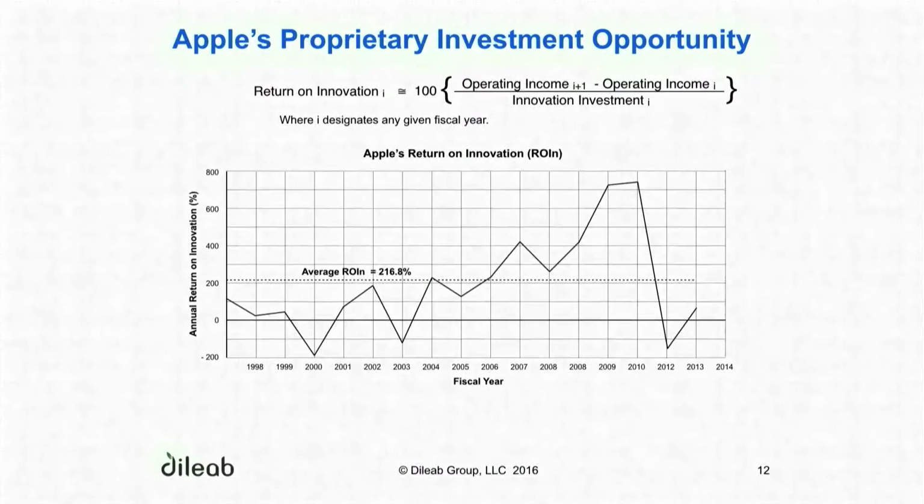The average return rate is almost 217% per year. This means that for every dollar invested in new product innovation during a given year, on average, an extra $2.17 showed up in the operating income for the following year. Over time, this transformed Apple from a company on the verge of bankruptcy into the world's most valuable corporation.